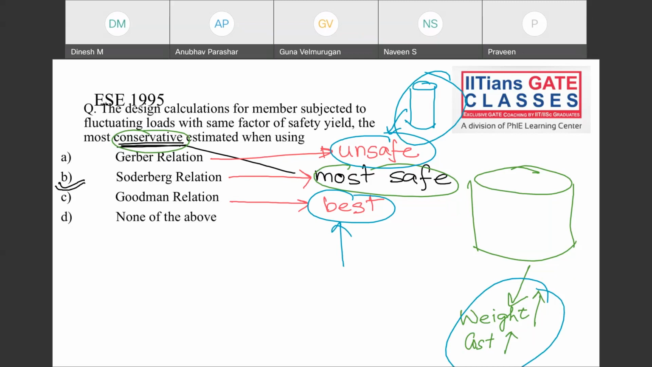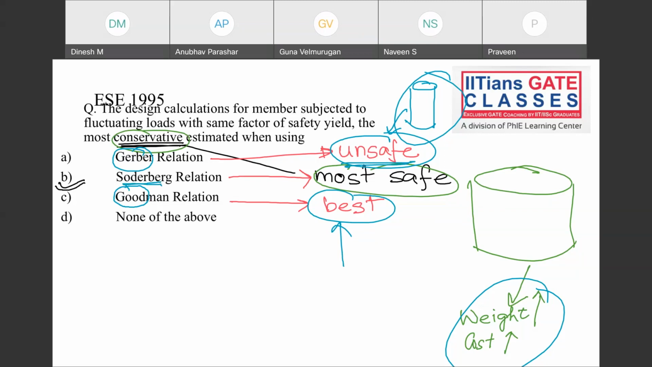You can simply remember it using the term Goodman: good means the best. You can remember the term Gerber: in Hindi, Gerber means problem. Problem, that is why unsafe. So what is the remaining one? The remaining one is Soderberg. Soderberg is the safe one. So you can use this.